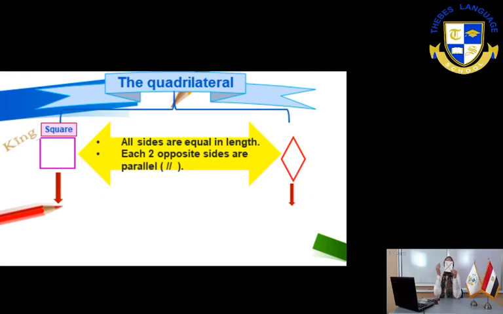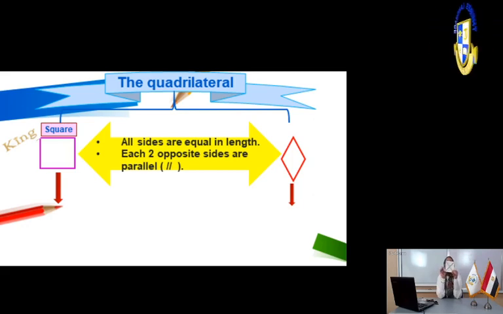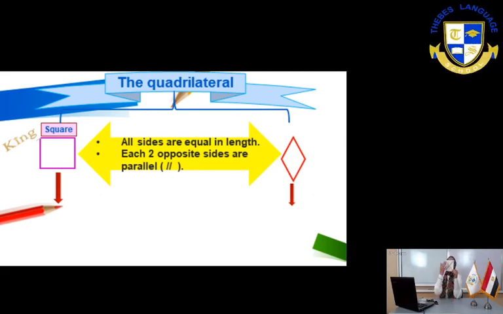In the square, the diagonals are perpendicular. What is the meaning of perpendicular? Perpendicular means that 2 lines are perpendicular to each other to form 4 right angles. So this angle and this angle and that are right angles. And also these diagonals are equal in length. If this diagonal equals 4 centimeters, the other diagonal must be 4 centimeters.